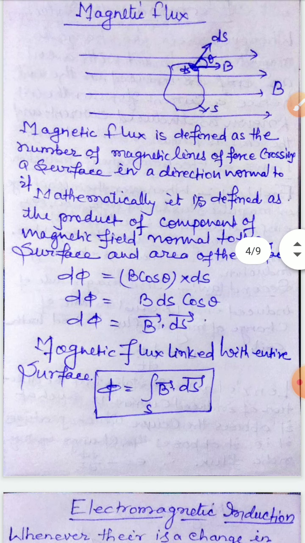So in order to find out the magnetic flux linked with the surface, it is to be evaluated over the entire surface. So the magnetic flux φ linked with a surface is equal to the surface integral of the magnetic field.